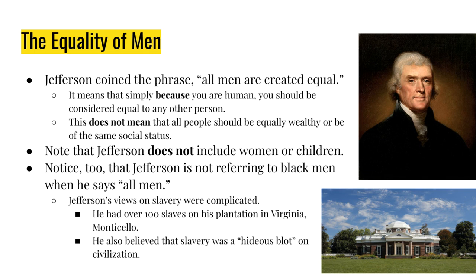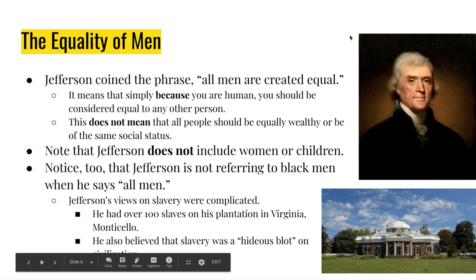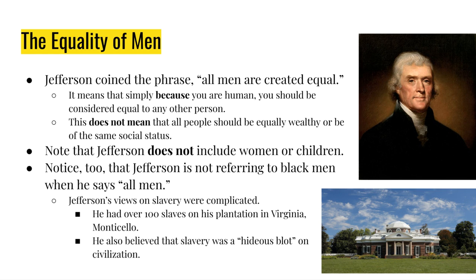Notice, too, that although he says all men, quote unquote, there is no evidence to suggest that he meant black men. Jefferson was, after all, a wealthy man from Virginia. He owned a large plantation, which was referred to as Monticello. You see that down here. And he had over 100 slaves. I believe the number is 175. All of which were inherited from his wife, who got them simply because of her family, and when he married her, he also had the slaves.